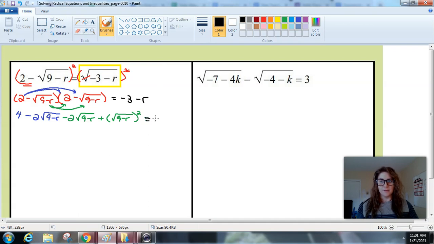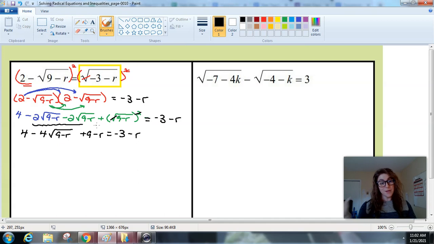From here, again, I can bring down that right side. I know the radical and the square are going to cancel. So that part's already nice and easy. I can drop everything out and combine my like terms. So -2 and a -2 radical gives me a -4 radical. And then +9 minus r equals -3 minus r. From here, you can combine your like terms and move everything over. So I'm going to do it all in one just for space. I have 4 and 9, that's 13. So I'm going to subtract 13 from this side, and I'm going to add the r to get that one away. So these all cancel out because I moved them.